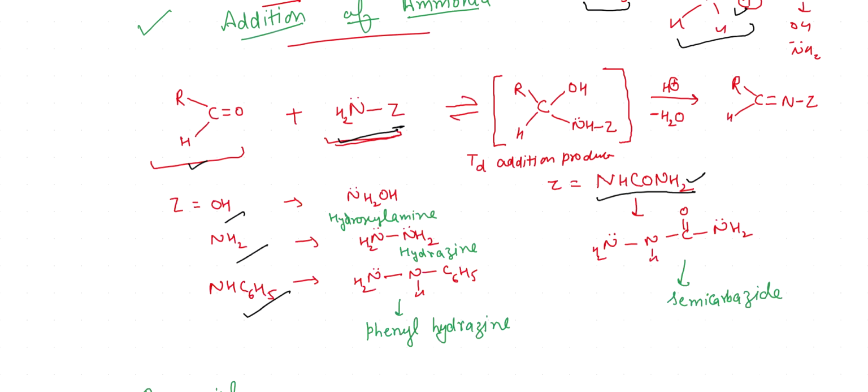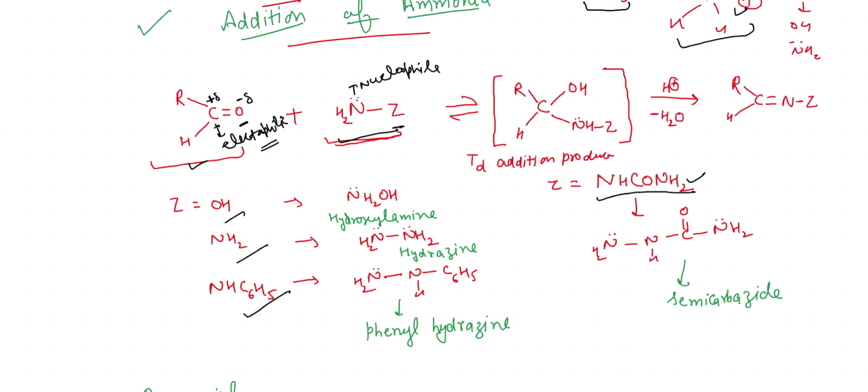As we know, nitrogen has a lone pair, so it will act as a strong nucleophile. And in the carbonyl center, due to the difference in polarity of these two atoms, carbon and oxygen, there is a partial positive charge on carbon and a partial negative charge on oxygen. So this center will act as the electrophilic center. So NH2 will attack the carbon of the carbonyl group because it is electron deficient, being attached to the oxygen atom.